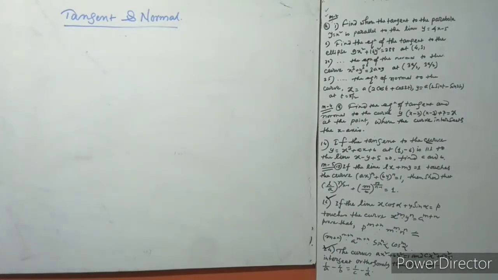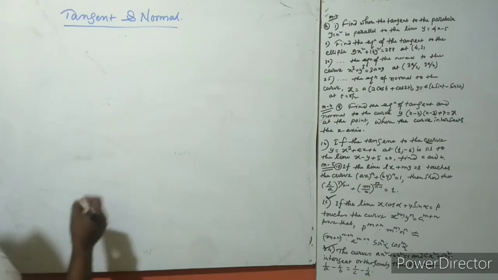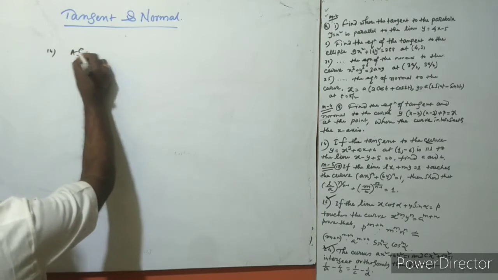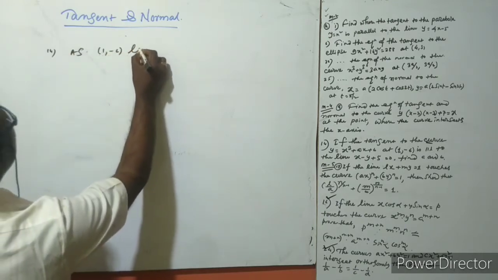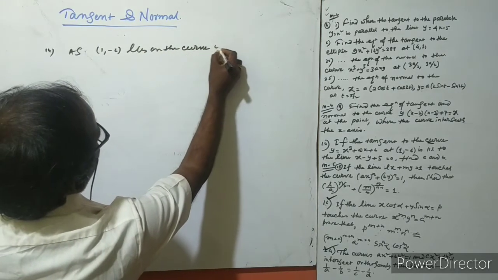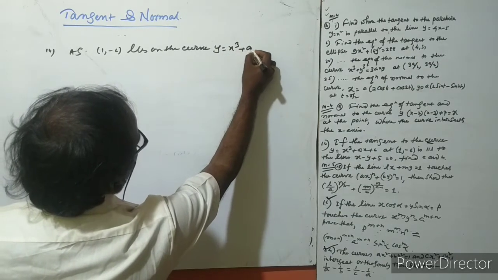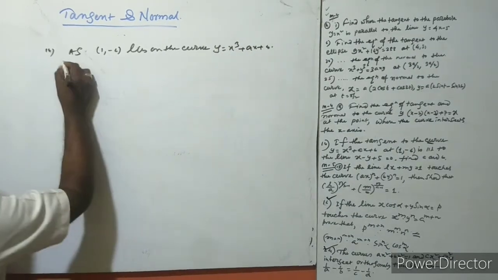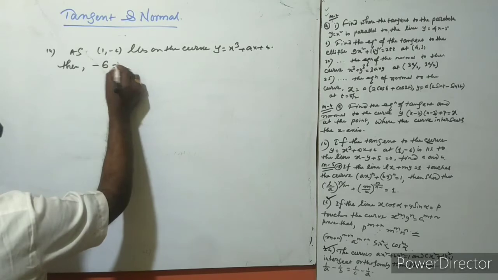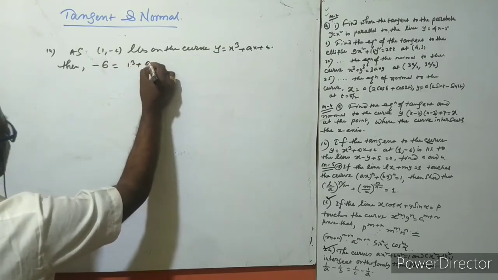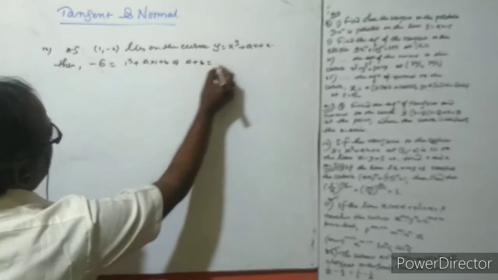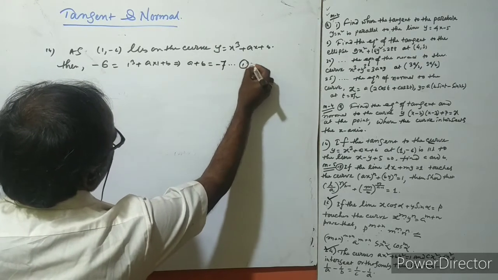So at the point 1 comma minus 6 of the curve. So number 14, as 1 comma minus 6 lies on the curve y equals x cube plus a x plus b, then we can satisfy this. In place of y is minus 6, and 1 cube plus a into 1 plus b. So therefore a plus b is equal to minus 7. This is equation number 1.